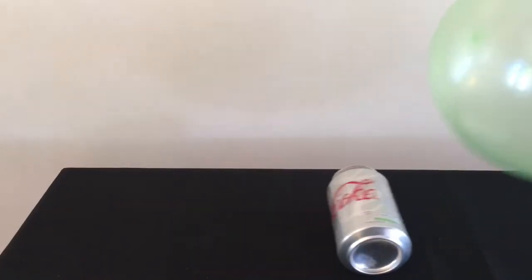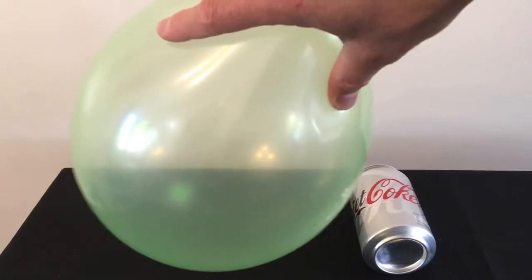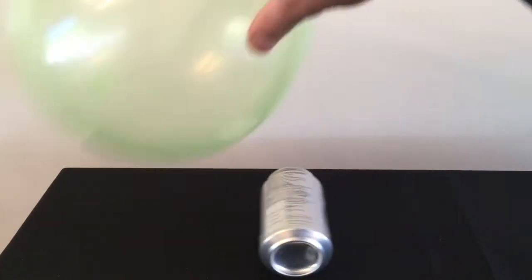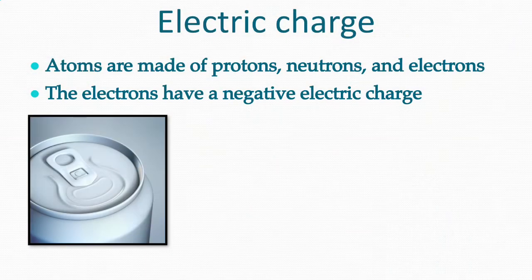This is something you can try at home. Just rub the balloon against your hair and then hold it next to a Coke can and you'll see the Coke can is attracted towards the balloon. To understand why this works, we have to look a little bit closer at the Coke can.